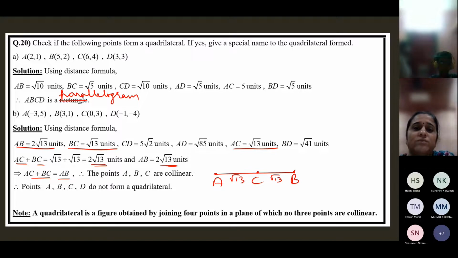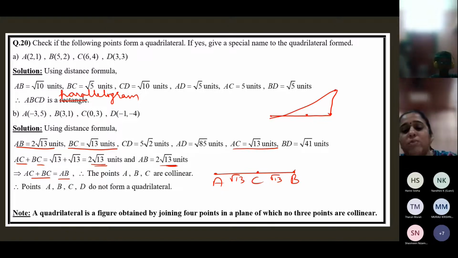But what is the definition of a quadrilateral? A quadrilateral is a figure formed by joining 4 points in a plane of which no 3 points are collinear. If 3 points are collinear, how can you get a quadrilateral? We have only 4 points. And if 3 of them are collinear and only 1 is away, how will you get a quadrilateral? You cannot get a quadrilateral.